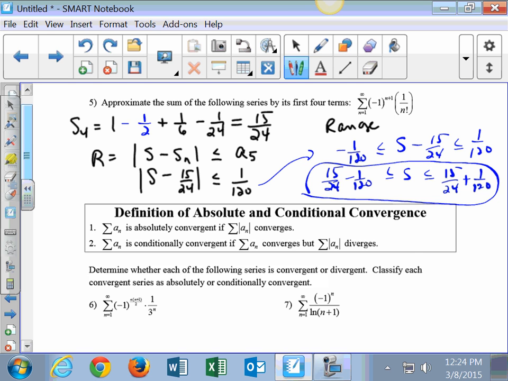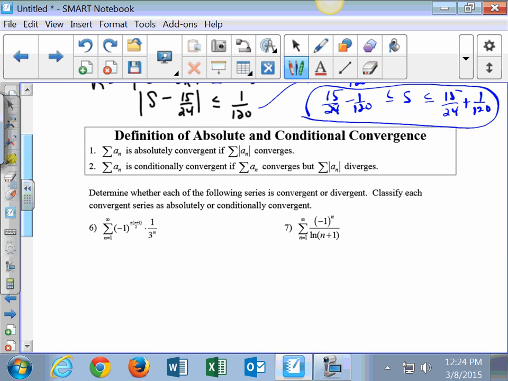Okay, moving on to number 6. Let's look and see what we have here. Definition of absolute and conditional convergence. The summation of a sub n is absolutely convergent if the summation of the absolute value of a sub n converges. It'll be conditionally convergent if the summation of a sub n converges, but the absolute value of that series diverges. So I would probably go ahead and do the absolute value of my series first all the time.